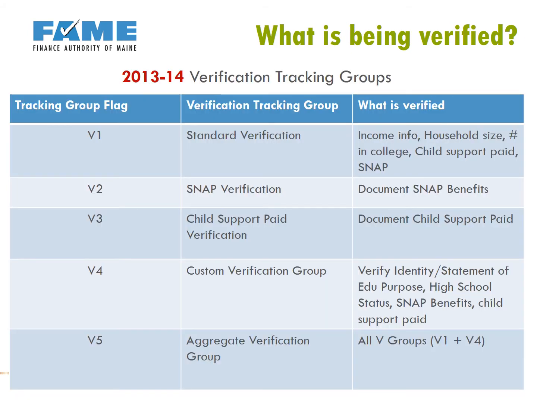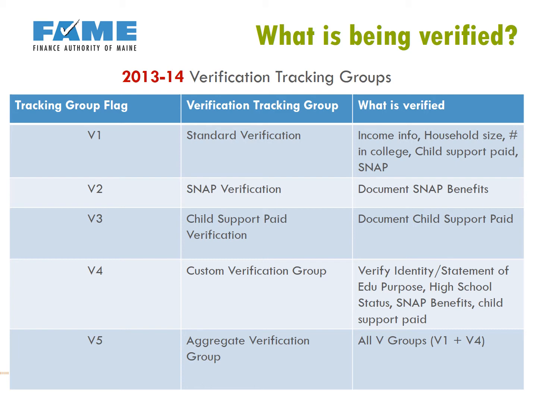So what is being verified when a student gets selected? Well, the answer is it depends, and it changes over time. I have here a chart showing that in 2013-14, the Department of Education was using these verification groups, and when a student's selected for verification, they're put into one of these buckets. If the student's put into the V1 group, it's called standard verification. The Department of Education says that the college needs to verify the student or household income, the number of people in that household that have to live on that income, the number of people in college, child support paid, and SNAP.